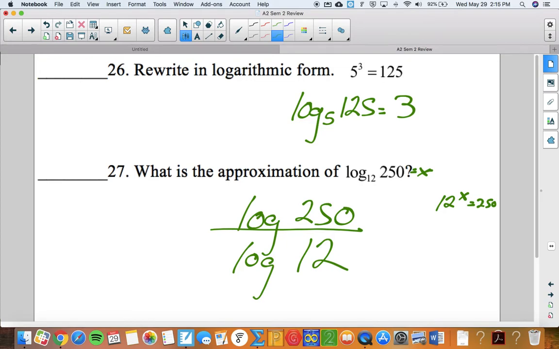It's going to be a really small number. 12 times 12 is 144. Then 144 times 12, so 12 to the third power goes way past 250. That's into the thousands. So it's going to be like 2 point something.